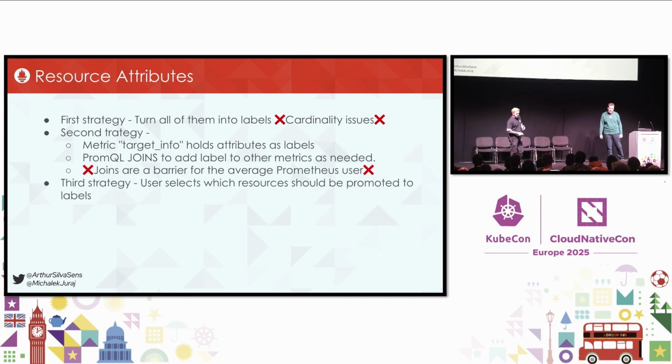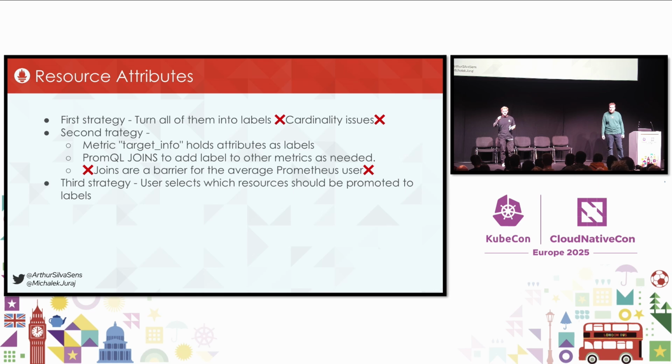Yeah. Third strategy. We are telling the user you are intelligent enough to tell us what are the resource attributes that matter for you. So in the configuration file, there is an option called promote resource attributes. You tell us what to promote into labels, and those resource attributes will be there in your metrics. This is so far, the best user experience for a Prometheus user, terrible experience for the Prometheus sysadmin.